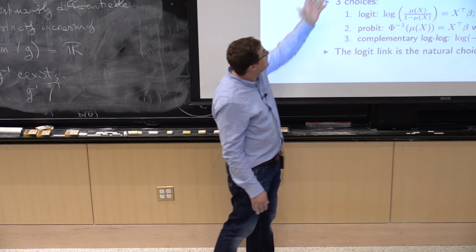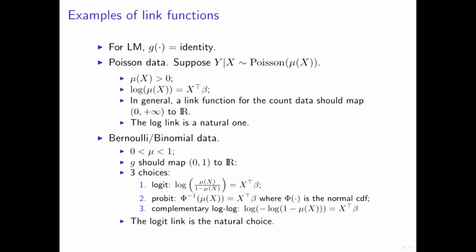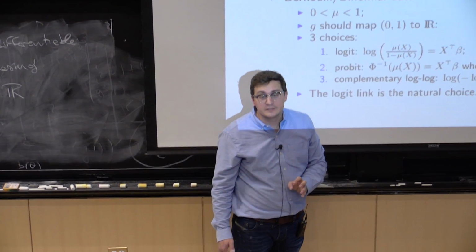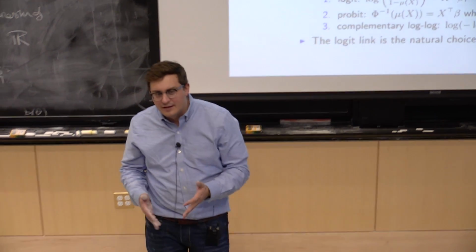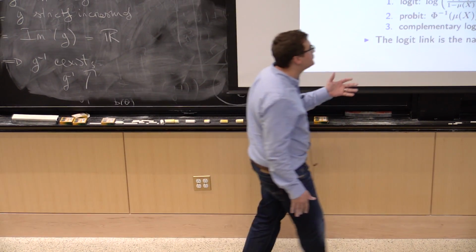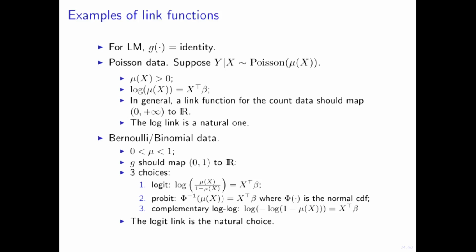The other example is where we had an even stronger condition on what mu could be. Mu could only be a number between 0 and 1. That was the probability of success of a coin flip, the probability of success of a Bernoulli random variable. And now I need g to map 0, 1 to the entire real line. And so here are a bunch of things that you can come up with. I will soon claim that this one, log of mu divided by 1 minus mu, is the most natural one.